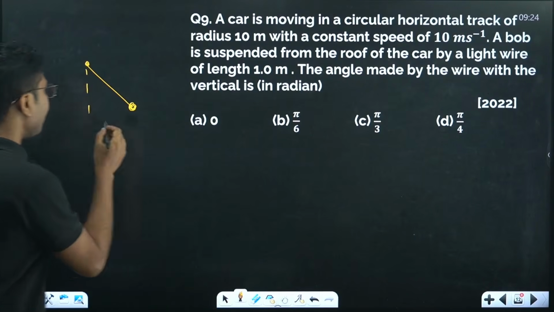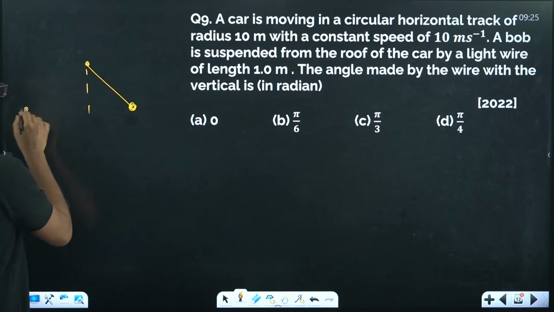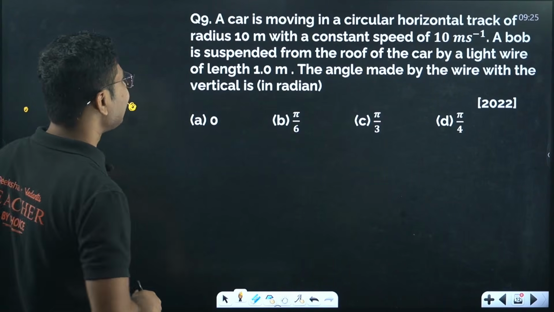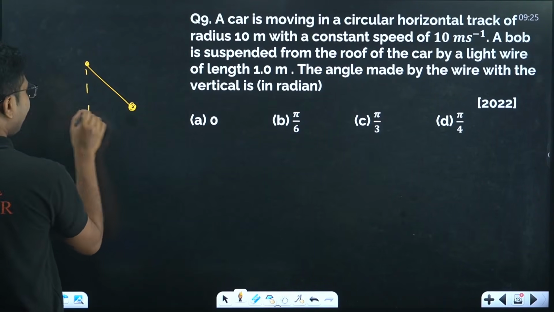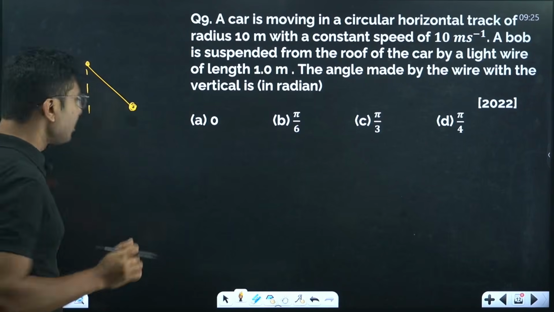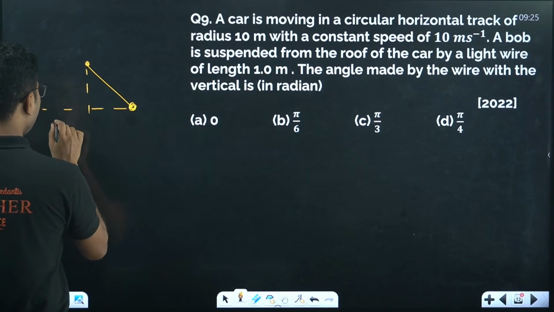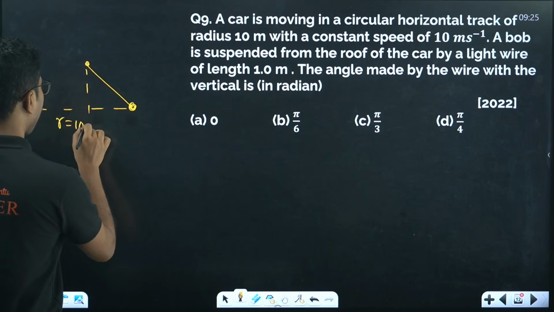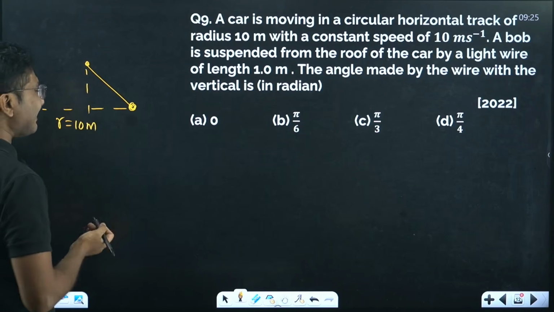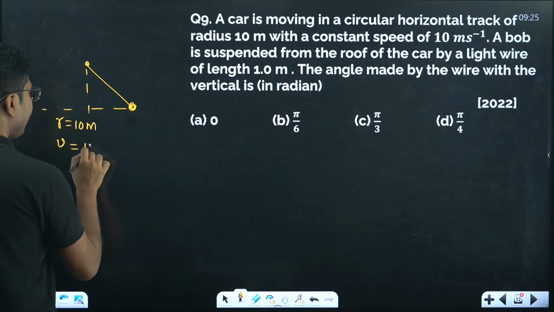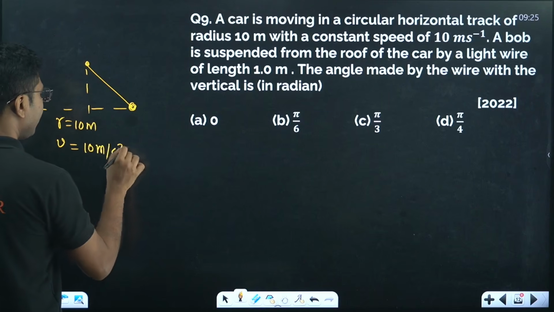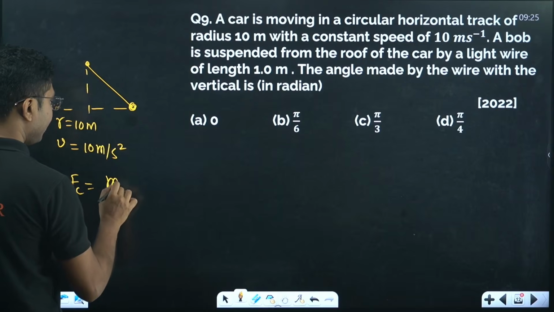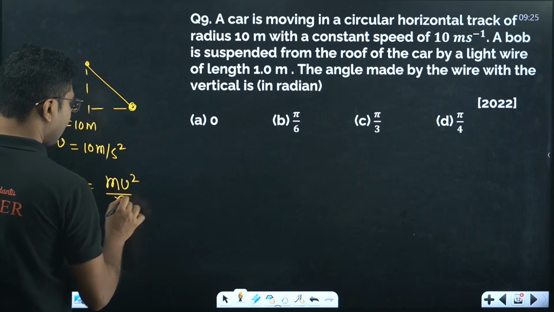The center of the rotation is in this direction. What is the distance? Distance is 10 meters, since the size of the car is negligible, so this distance is also 10 meter. What is the velocity? Velocity is 10 meter per second. So what is the centripetal force? Centripetal force is mv square upon r.